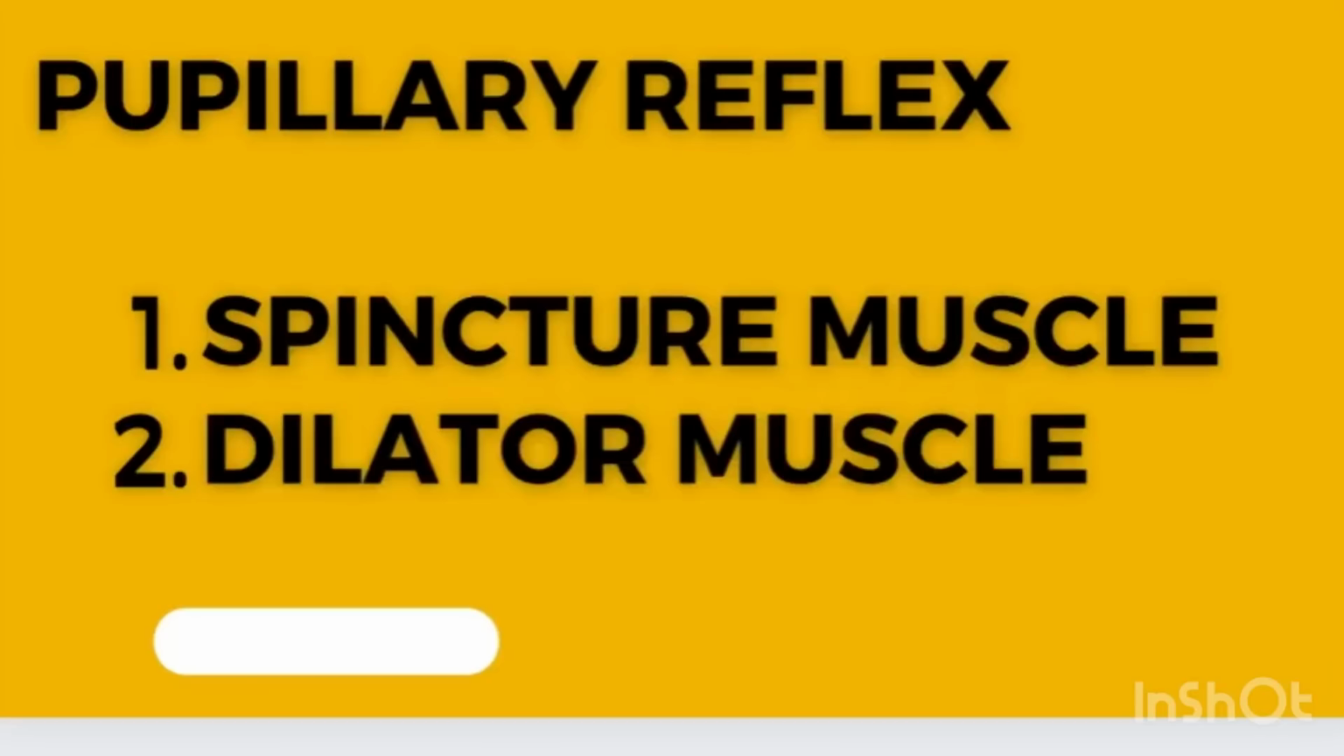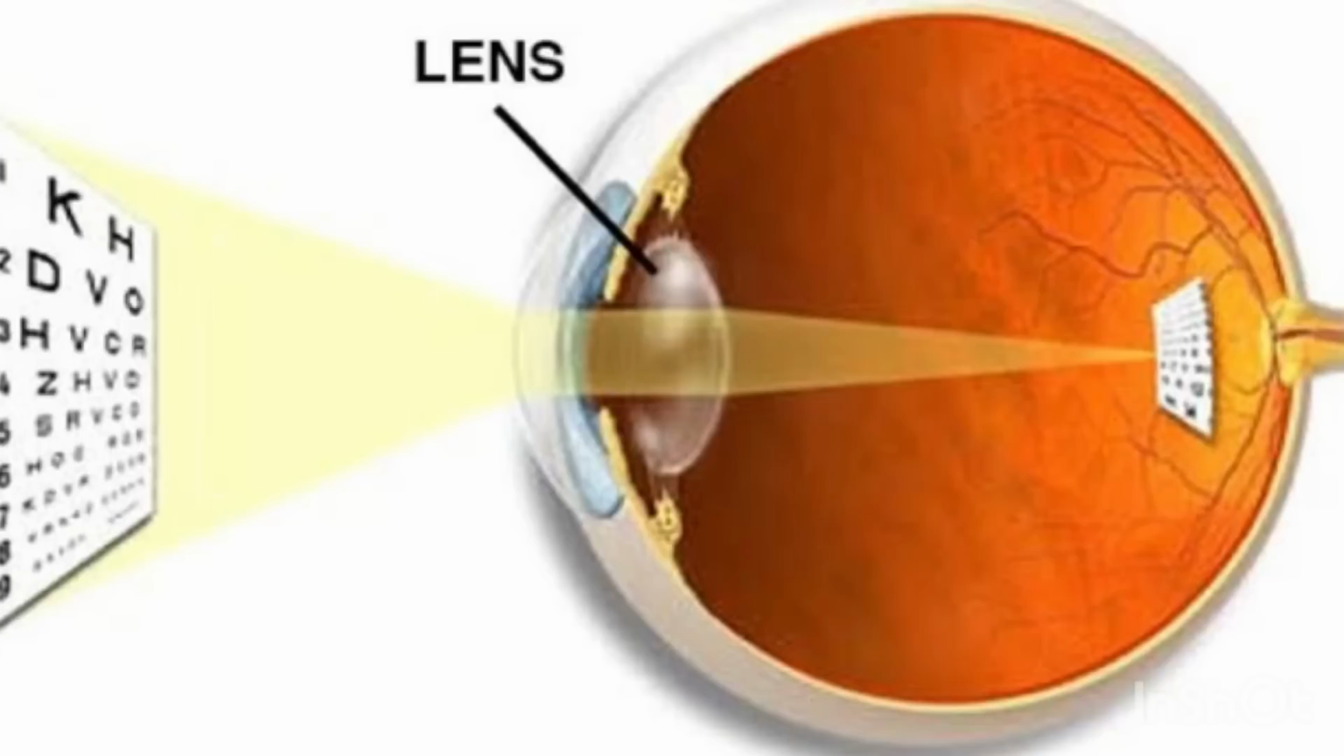Then I'm going to discuss the fourth structure of the eyes, that is the lens. It's located behind the iris. The lens focuses light onto the retina. Its shape changes through a process called accommodation, enabling the eyes to focus on an object at different distances.